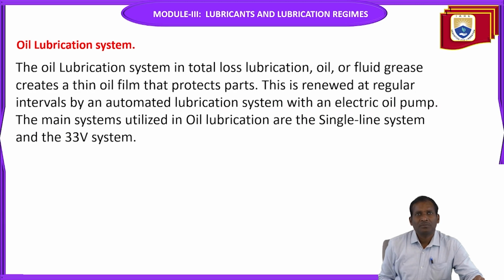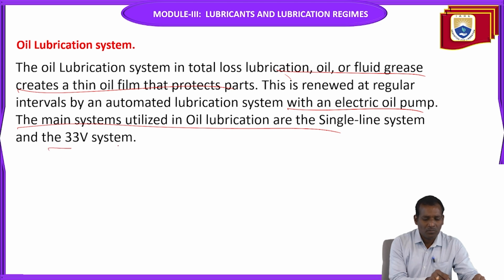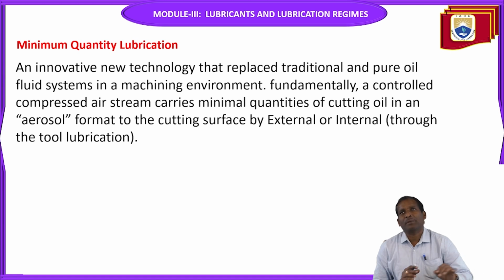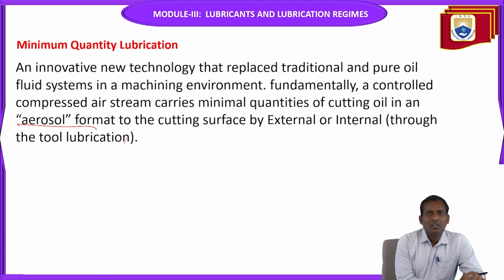Next, oil lubrication system. The oil lubrication system is total loss lubrication. Oil or fluid grease creates a thin oil film that protects the spots. This is renewed at regular intervals by an automated lubrication system with an electric oil pump. The main systems utilized in oil lubrication are the single line system and the 33-volt system. Minimum quantity lubrication is an innovative new technology that replaced traditional pure oil fluid systems in a machining environment. Fundamentally, a controlled compressed air stream carries minimum quantities of cutting oil in an aerosol to the cutting surface by external or internal through-the-tool lubrication.